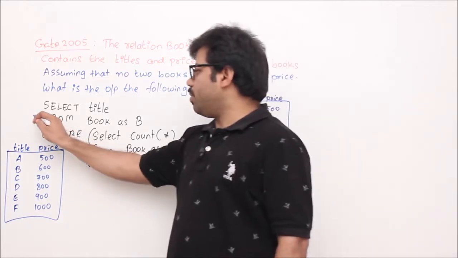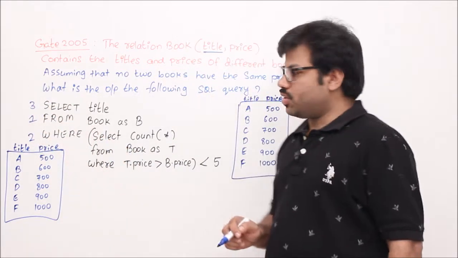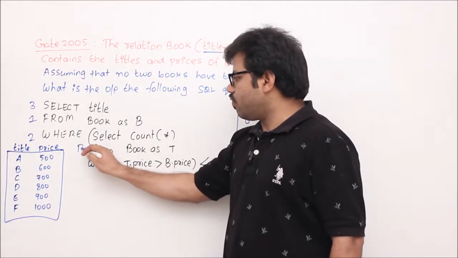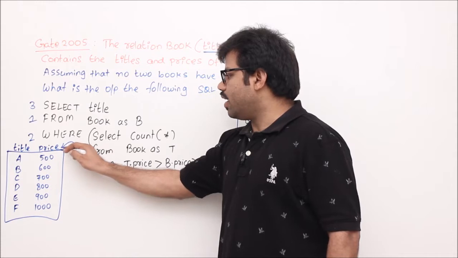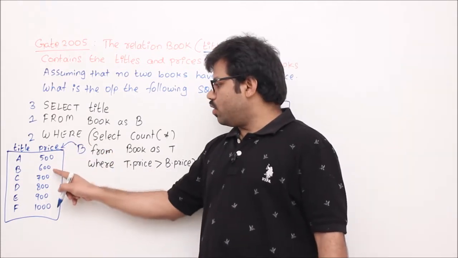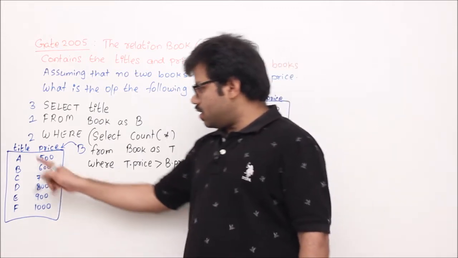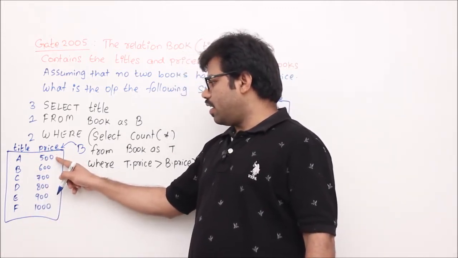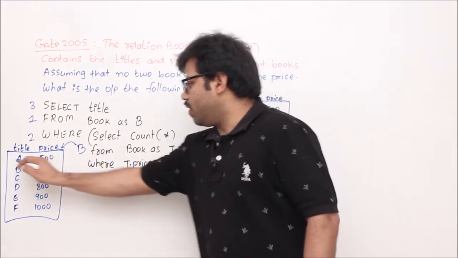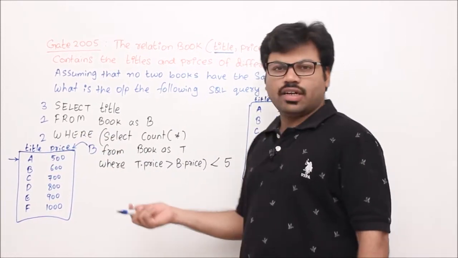We know how this query will be executed: step number 1, step number 2, step number 3. Let's try to execute. So we have book as B. That means we have an instance of book that is B. Let's say this is B. I have taken sufficient tuples, 1, 2, 3, 4, 5, 6. 6 tuples, so there are 6 books and their prices range from 500 to 1000. Now take the first tuple. We know that the first tuple will be evaluated using the where condition, after that the second tuple, and so on.